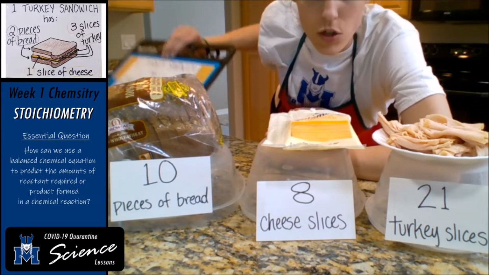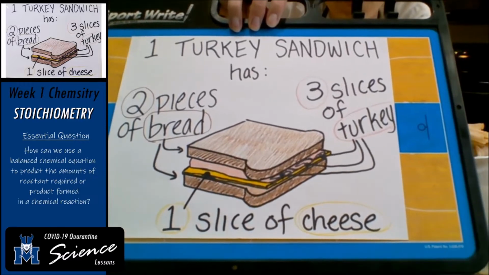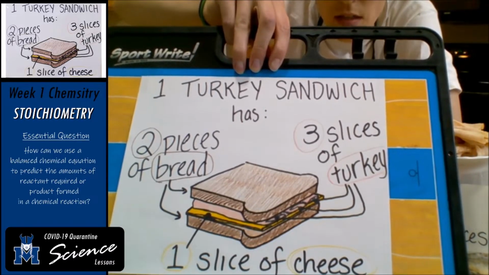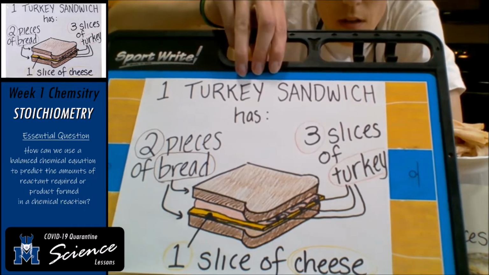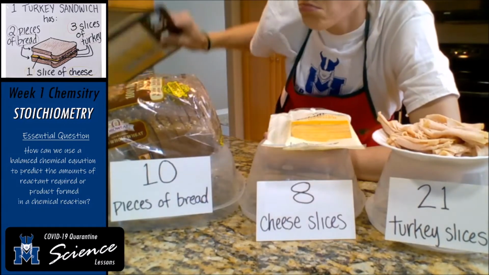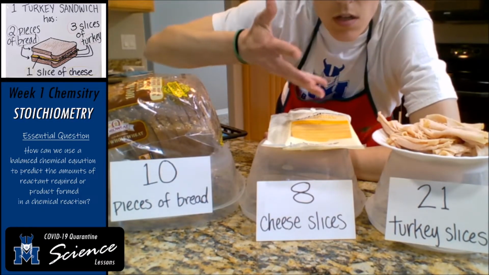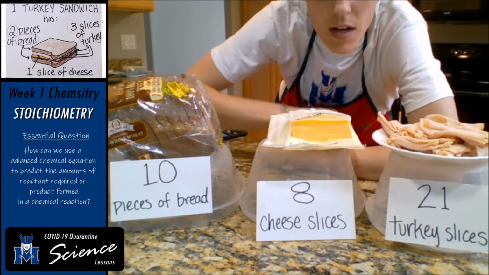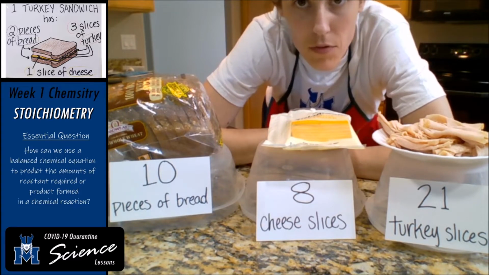We're going to have a special recipe for our turkey sandwiches. We're assuming that one turkey sandwich has 1 slice of cheese, 3 slices of turkey, and like usual, 2 pieces of bread. Okay, so pause the video. With these ingredients, these numbers of things, and the recipe for a turkey sandwich up here, figure out how many total sandwiches you can make before you run out of one of your ingredients.